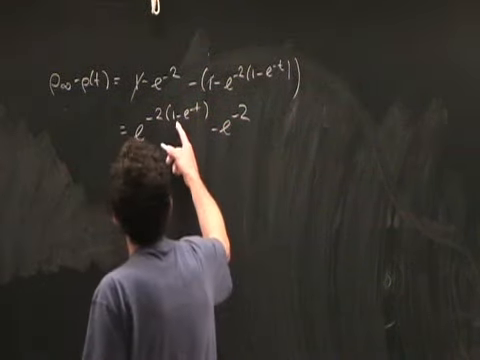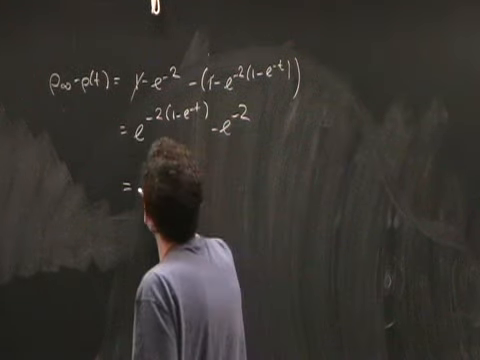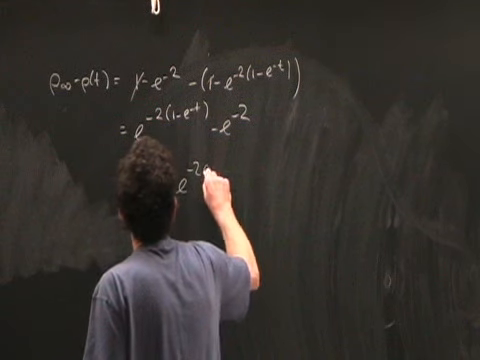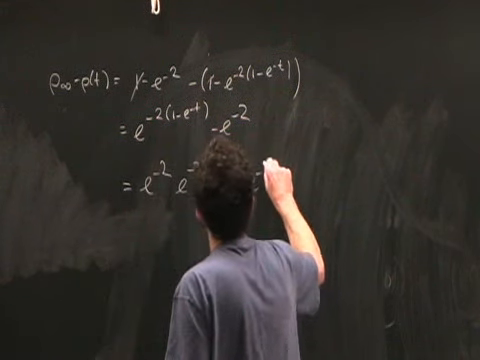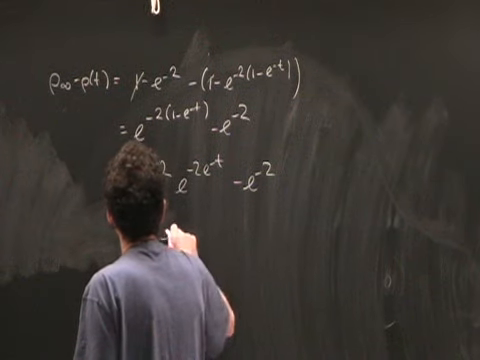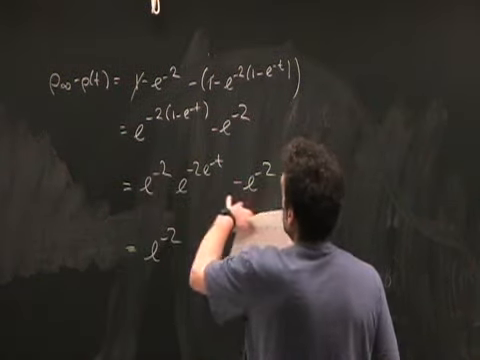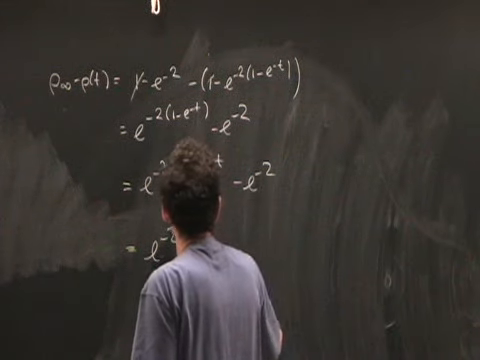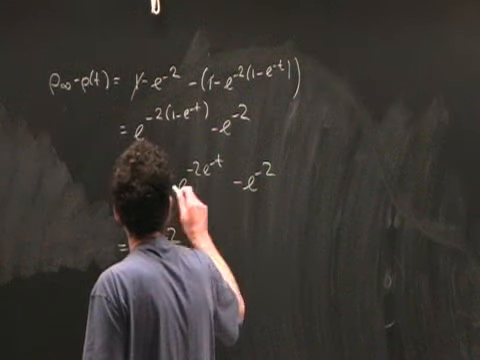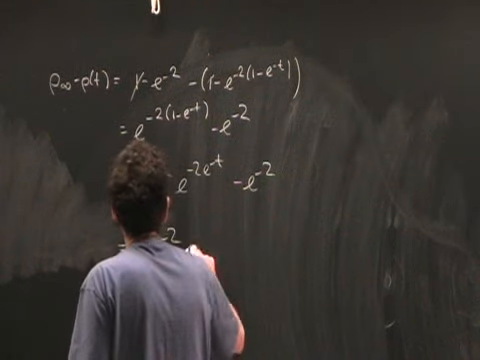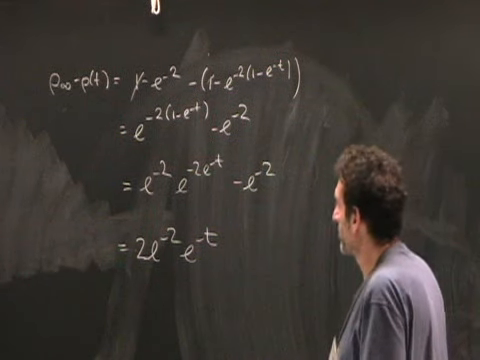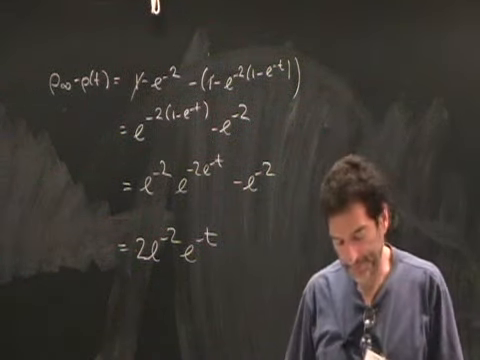At long times, I can write this as e to the minus 2 times e to the 2 e to the minus t, minus e to the minus 2. Now I expand this in a Taylor series. The first term is 1, which cancels that term, and the next term is 2 e to the minus 2 times e to the minus t. So this is the rate at which you approach the final state: exponentially quickly.